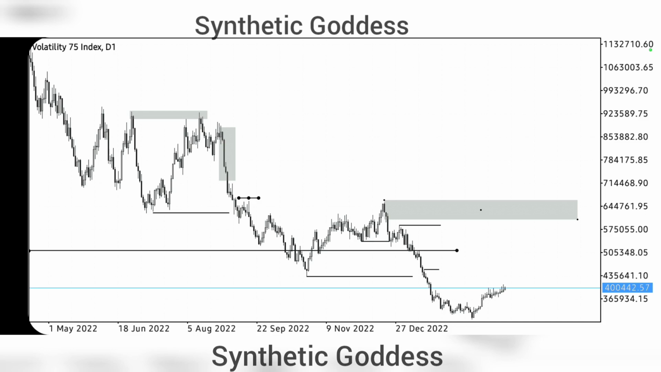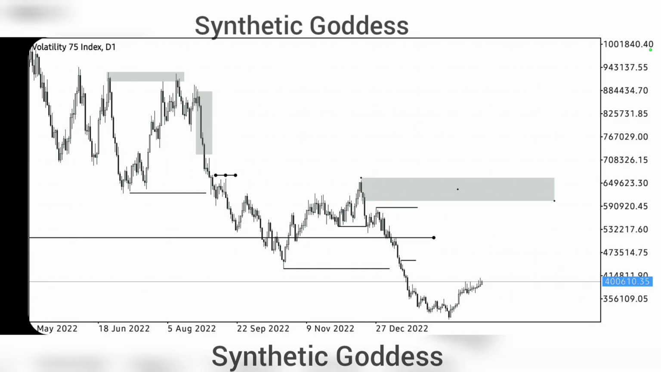Once you mark out your POI, all you need to do is patiently wait for the market to get to your POI and give you entry and entry confirmation. Once the market gives you entry and entry confirmation, then you can enter the market. I've made about 3 videos explaining entry confirmation, so you can also check my channel to know the entry confirmation you are looking out for.